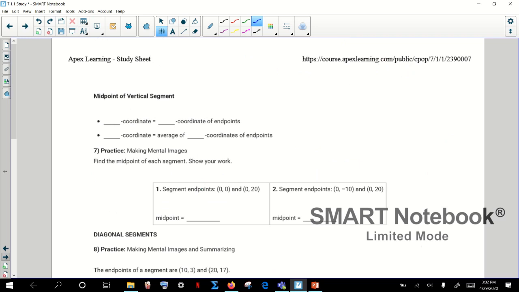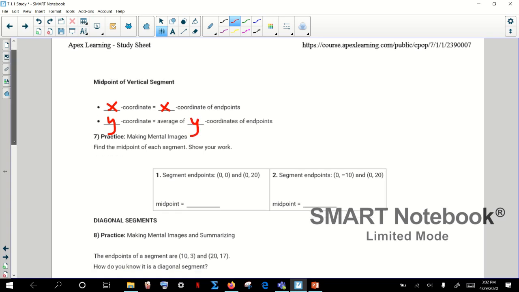Here we go. We had that chart for the horizontal segment. Now let's make those rules for the vertical segments. If we want to find the x-coordinate, it's going to be the same for the endpoints as it is for the midpoint. And if we want to find the y-coordinate, we have to find the average of the y-coordinates of the endpoints.